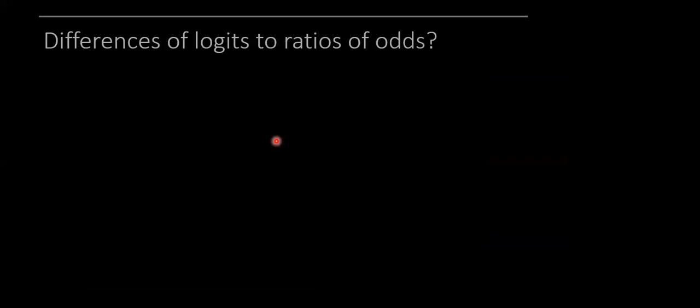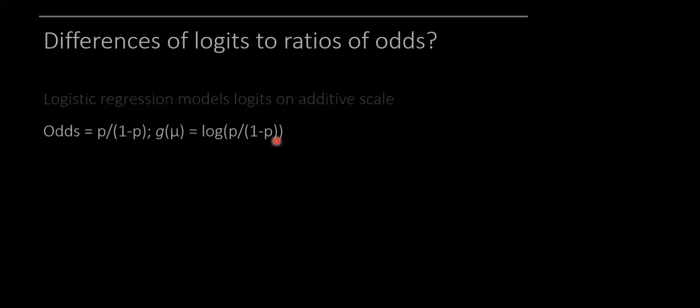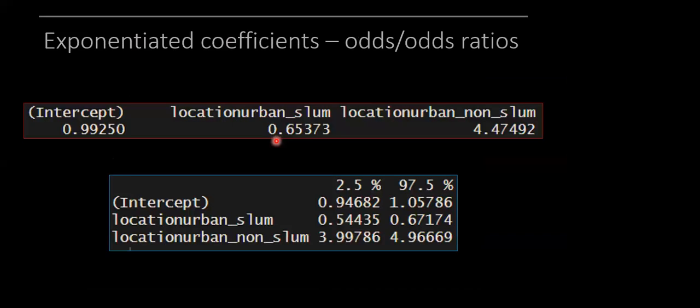So the first approach that you typically, I'm going to have to skip over this really because we're quite tight on time. The first approach that you will usually find is that people will then transform those coefficients by exponentiating them, which basically just undoes the log part of the logit transformation. And then you can interpret them in terms of odds ratios. So now we've got our intercept in terms of the odds, and then we've got odds ratios for urban slum and urban non-slum.